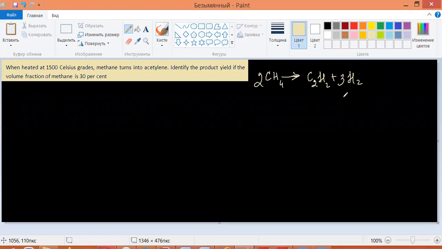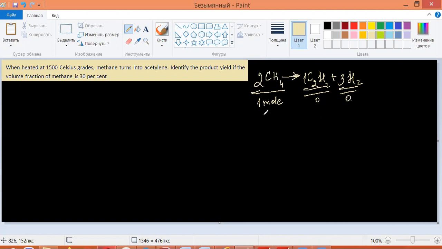We can solve this problem with the help of the coefficients 2, 1, and 3. These coefficients will be the foundation of our solution to the problem. Now, let's imagine that initially we had 1 mole of biogas. Biogas is a synonym for methane, okay? 1 mole. And the initial amount of the products naturally was equal to 0 before the reaction started.